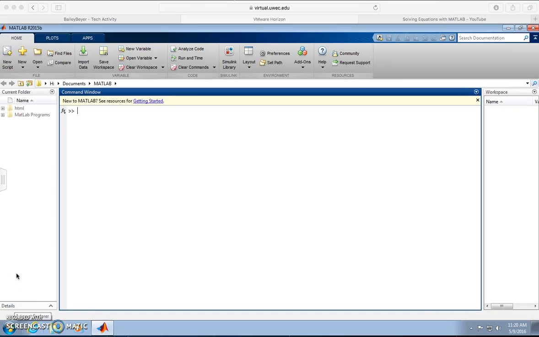Hey guys, so today we're going to be using MATLAB to solve systems of linear equations of 2 and 3 variables. So the first thing we're going to have to do is to open up MATLAB. That's going to be posted on my worksheet on my wiki spaces. We're going to be using two different equations.